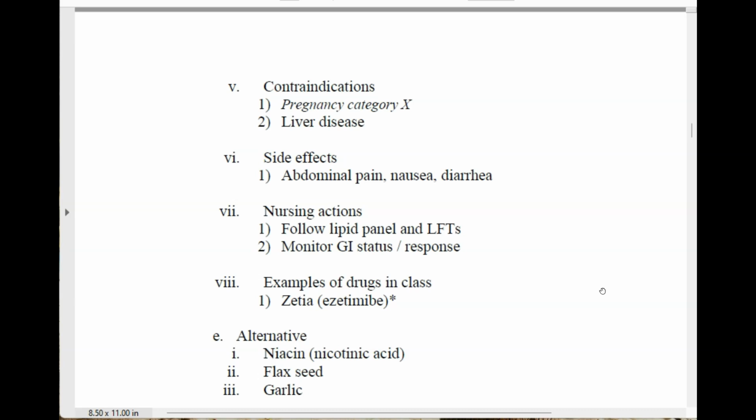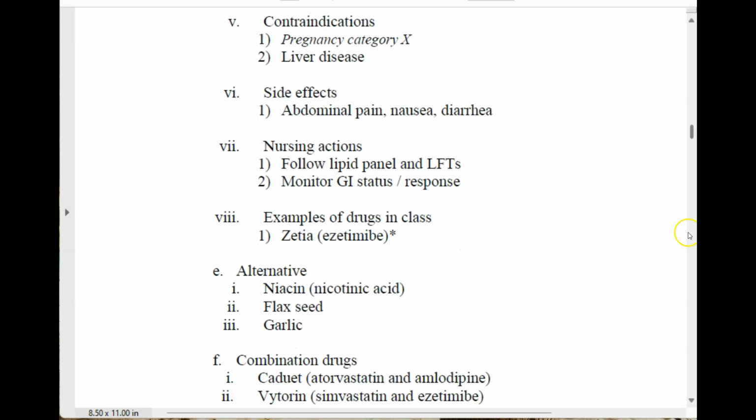Examples of drugs in this class is Zetia or ezetimibe. So some alternative treatment, or basically treatments that are often used but are not necessarily FDA approved. One is niacin or nicotinic acid. There are some studies showing that it does affect cholesterol levels, so it helps lower cholesterol levels. And also we have flaxseed and garlic. Again, these are not FDA approved, but these are alternative treatments for dyslipidemia or high cholesterol.